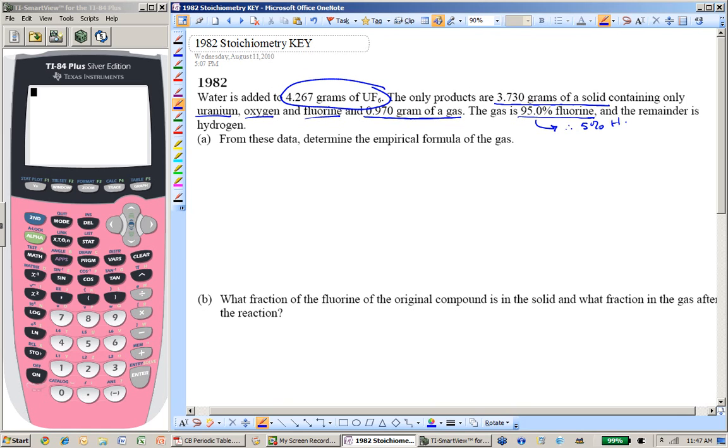So the first thing they want us to do is, from this data, determine the empirical formula of the gas. Okay, so we're only talking about the gas, so we know it's some variety of H and F. So we're looking for the subscripts on the H and the subscripts on the F. So let's just dive in, because when in doubt, find the number of moles of something, anything. So from this data, we know that fluorine is equal to 0.95 times the 0.970 grams. That would be the fluorine.